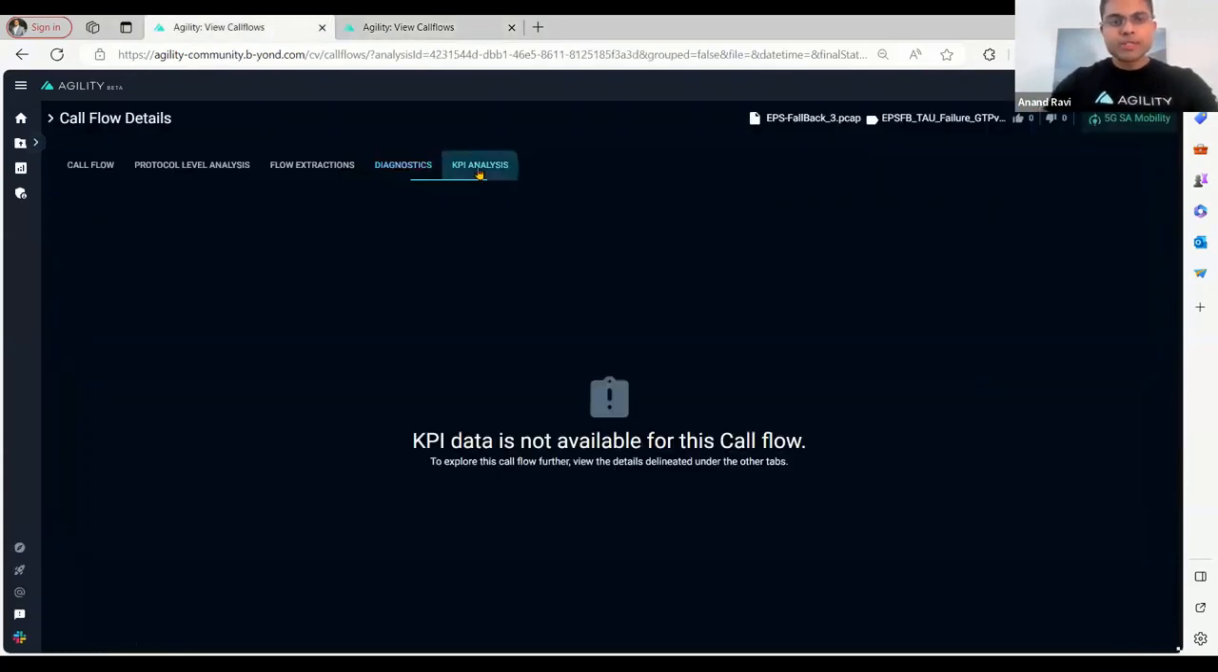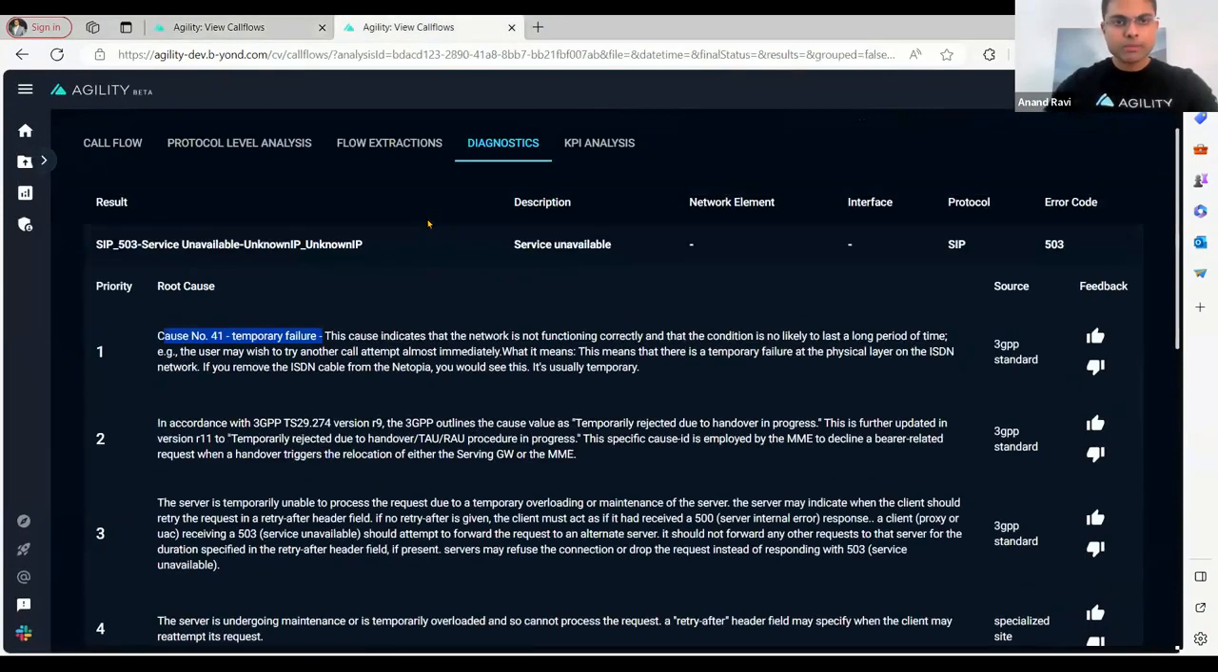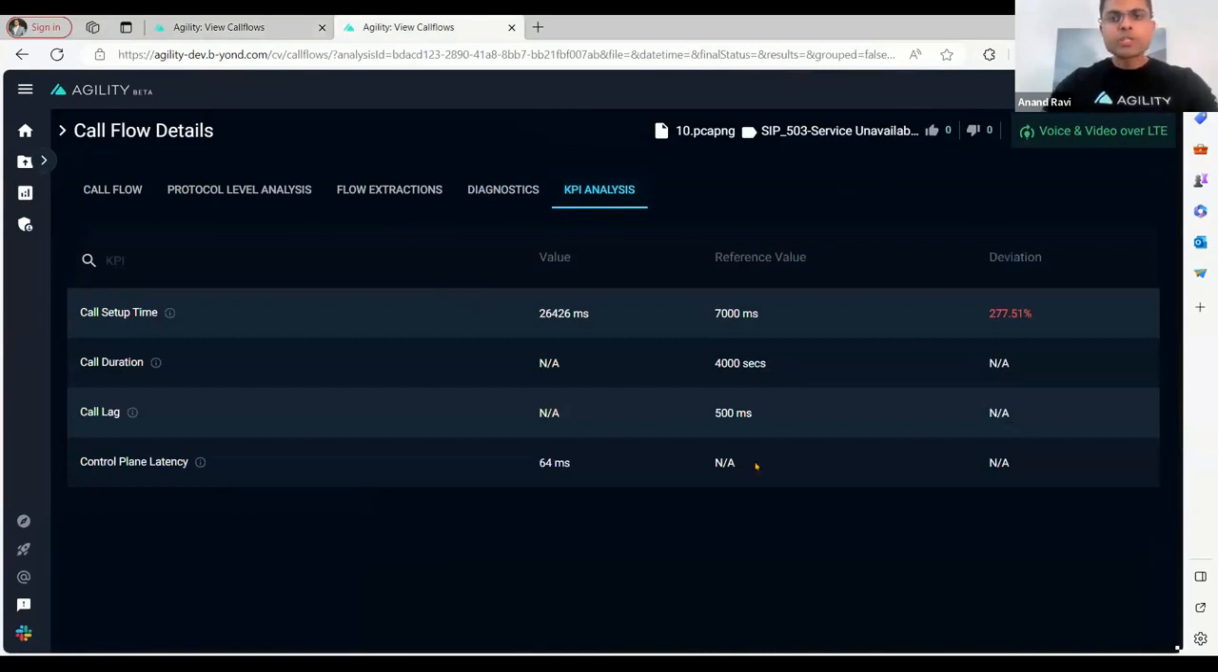The other tab is the KPI analysis tab, right? Okay, so this is an EPS fallback call flow. Maybe I won't have an example of KPI there, but I can look at a VoLTE example, for example, right? So this is where agility can compute a lot of KPIs from PCAPs. And this is completely customizable. We know that packet captures can provide a lot of information in terms of the time that it is taking for call flows to set up, or look at who's the most talker, who's the most listener, how many retransmissions are happening. All those statistics can be derived, and that's what agility provides.